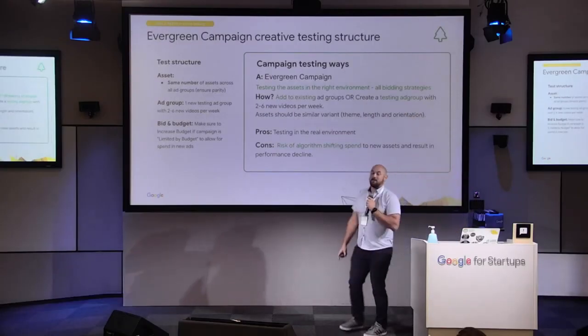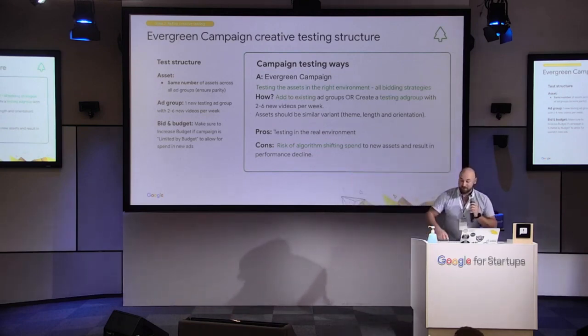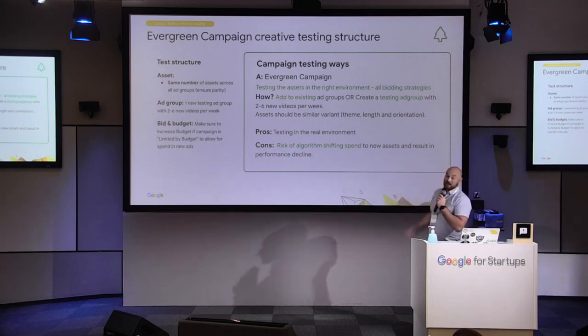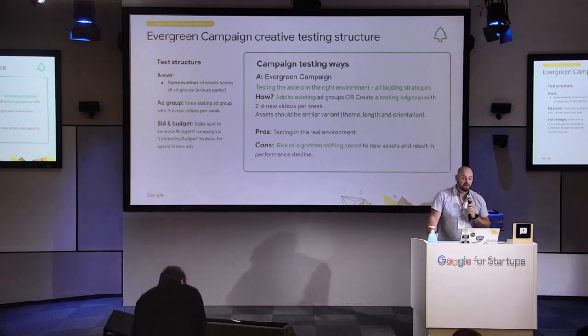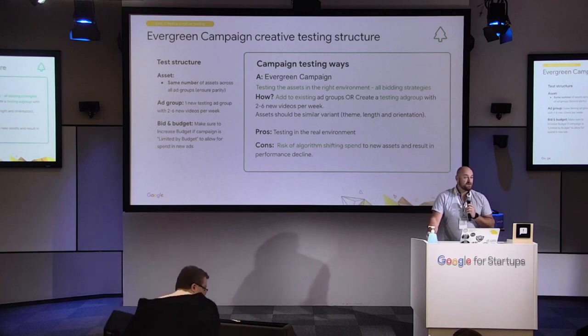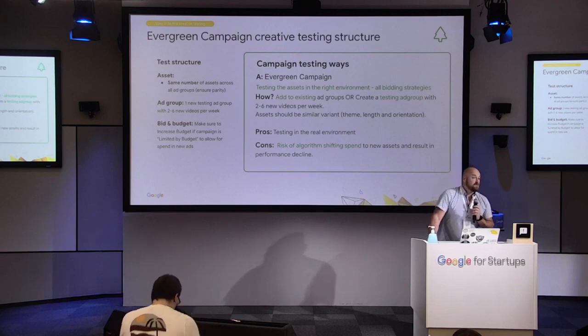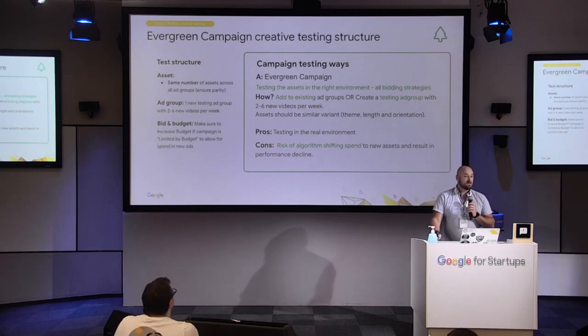So evergreen campaigns. What does that mean? Essentially, the main benefit is testing assets in the right environment. So it could work for all bidding strategies. And how it works is adding to the existing ad groups or creating a testing ad group with, let's say, 2-6 videos per week. And again, they should be similar types of assets: orientation, duration, length, etc. And then the pro of this is you're testing in a real environment. It is just going to be an ad group in an existing campaign, so the bids and targeting should be exactly the same.